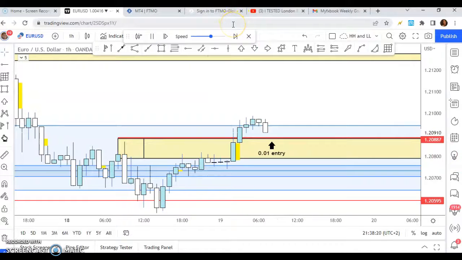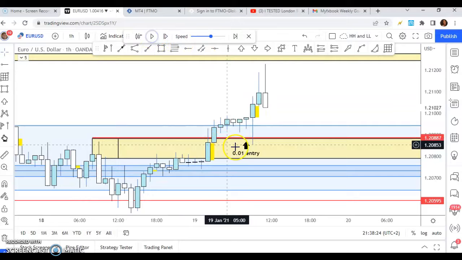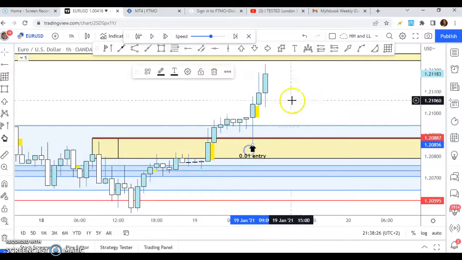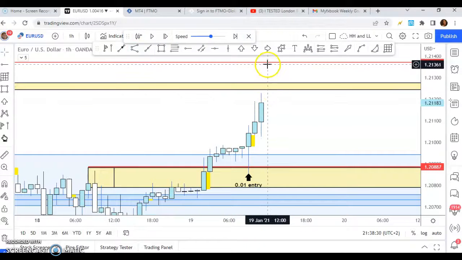Hopefully it gets me in the trade. So, all right, I'm in the trade on the 1-hour time frame right here, and my take profit is going to be at this red line.